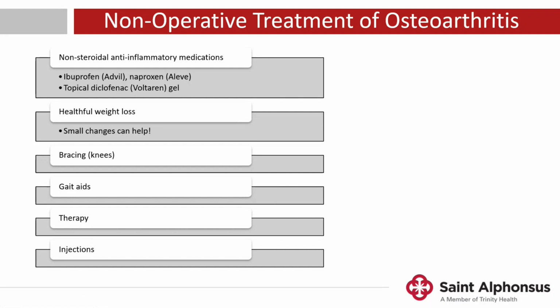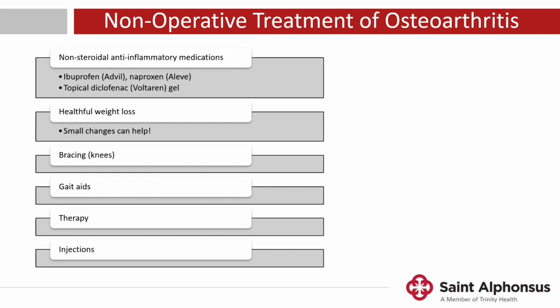Bracing is something we consider for knees. I'm a little bit plus minus on them. I help people try them if they think it might be helpful, but it doesn't really change the disease of osteoarthritis. It can help with symptoms in some people. Gait aids like canes and walkers are very common for people to try. Some people lean on shopping carts. That's something I always try to ask about.